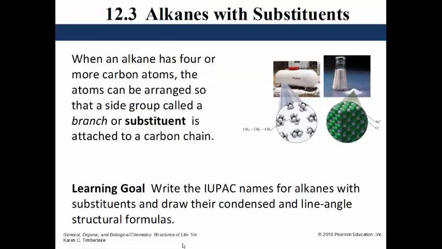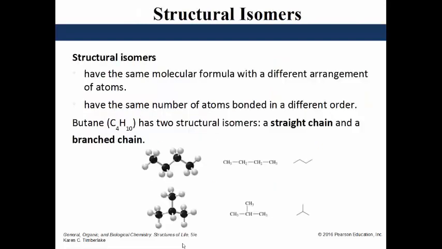Alright, now we'll talk about alkanes with substituents. When an alkane has four or more carbon atoms, the atoms can be arranged so that a side group called a branch or a substituent is attached to that carbon chain. And the first part we'll talk about are called structural isomers. These have the same molecular formula, but a different arrangement of atoms, like we saw with butane a few minutes ago. We saw examples of the same compound, but written in multiple ways depending on how it was branched.